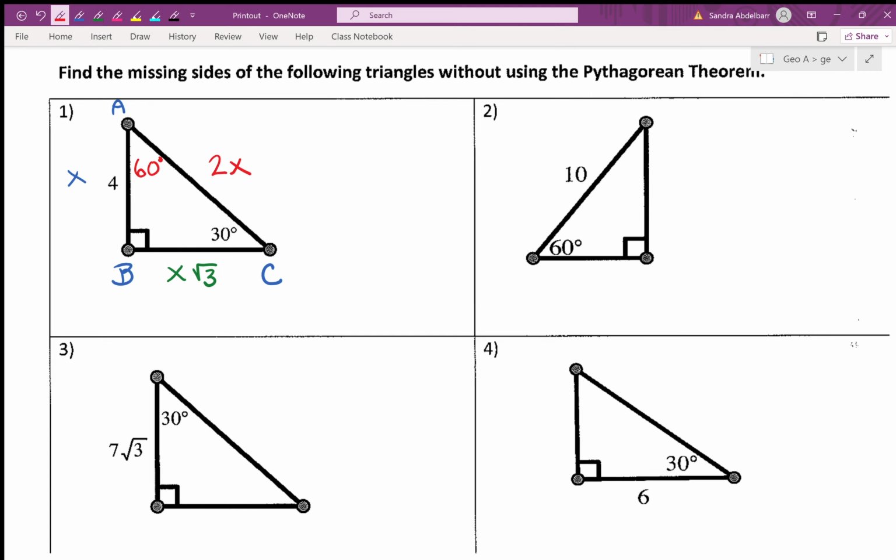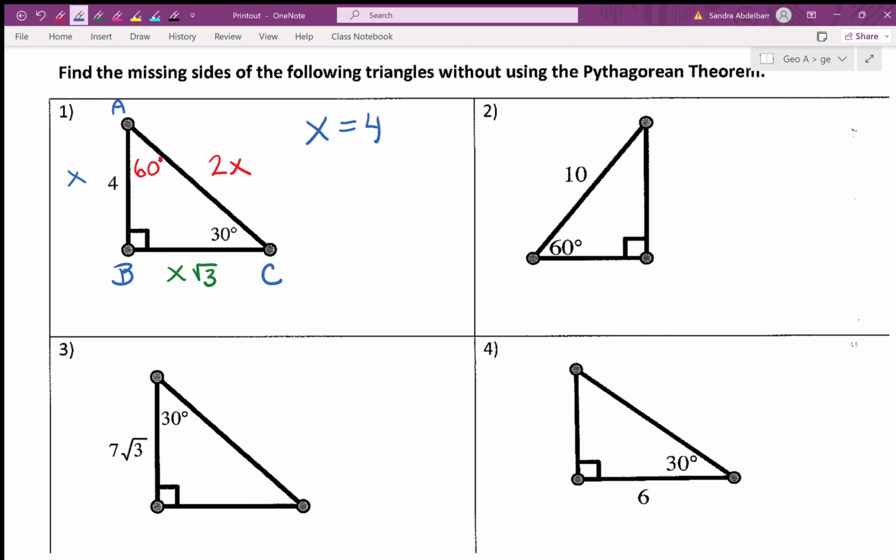So now what you want to do is choose the side that has a variable and a side length. For example, BC only has a variable expression, the X root 3. It doesn't have a side length. AC only has the variable expression, which is 2X. It doesn't have a side length. But AB does. It has the variable expression X, and what else does it have? A side length of 4. You set your variable expression equal to your side length. So I'm going to say X is equal to 4.